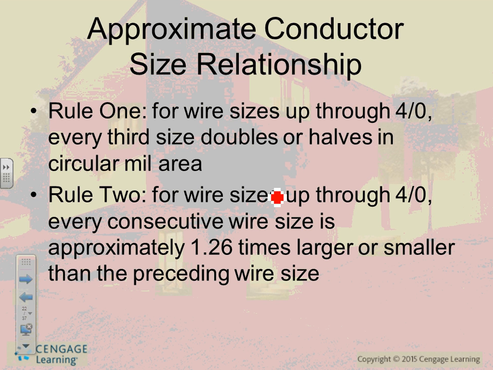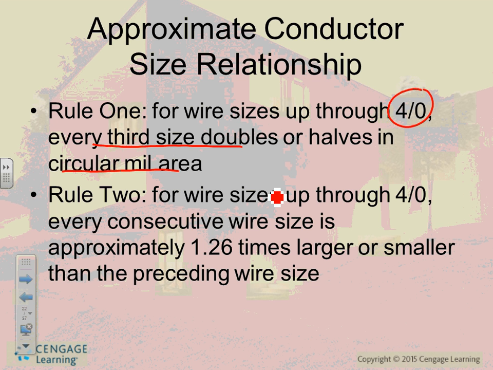This is a couple of rules of thumb, guys, for approximate relationships between conductors. Rule number 1: wire size up to 4 odd. Every third size, you double or halve the circular mils. So for conductors up to number 4, every time you go up three sizes, you double. So you go 1, 2, 3, and now you double the circular mils. If you went lower, 1, 2, 3, you cut the circular mils by half.